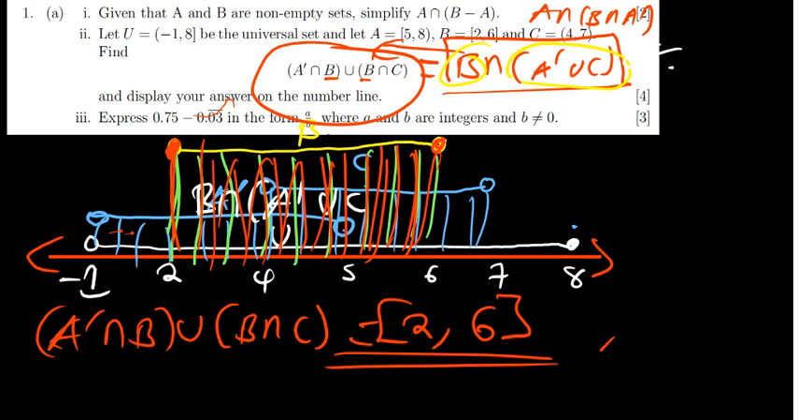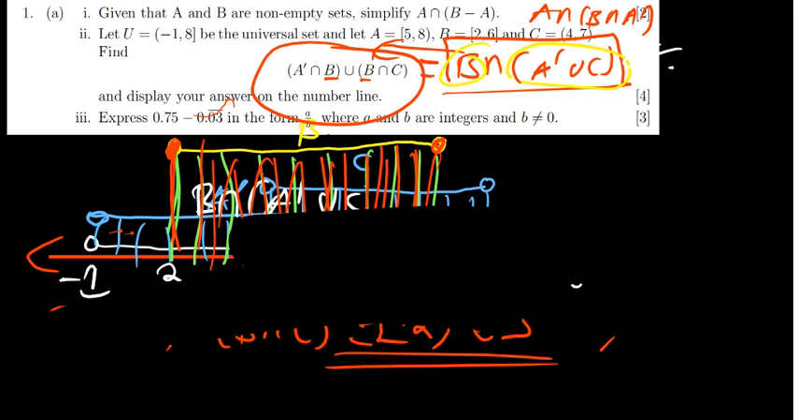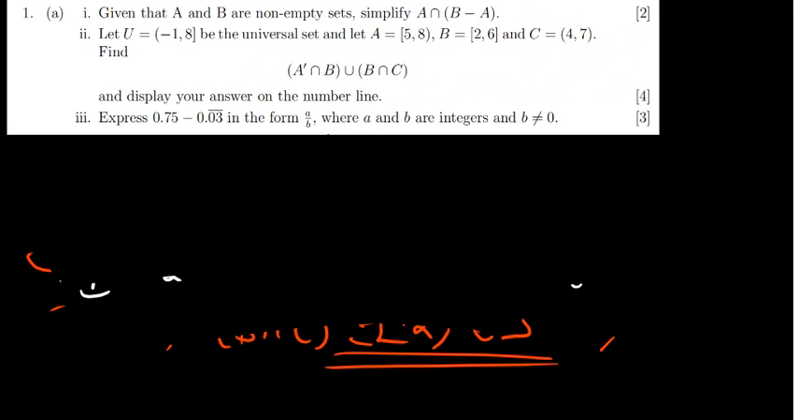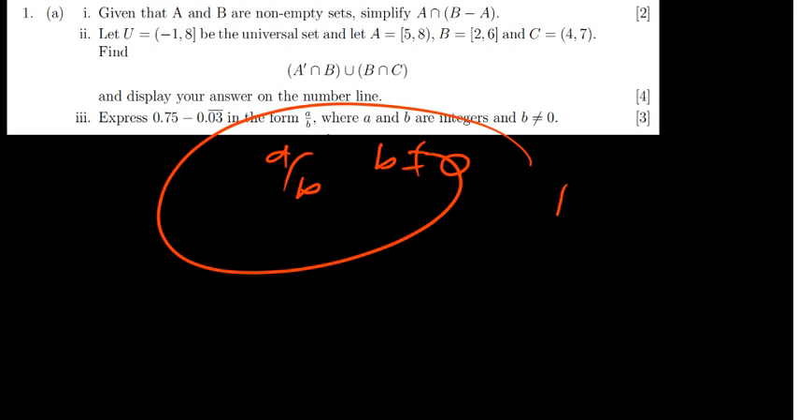Perfect. Now let's go to this interesting question. Another interesting question which we can see there. Express 0.75 minus this in the form of A over B, where A and B are integers and B is not equal to 0. Is this irrational or rational? A number which can be expressed in the form of A over B, where B is not equal to 0, is rational, right? It's rational.